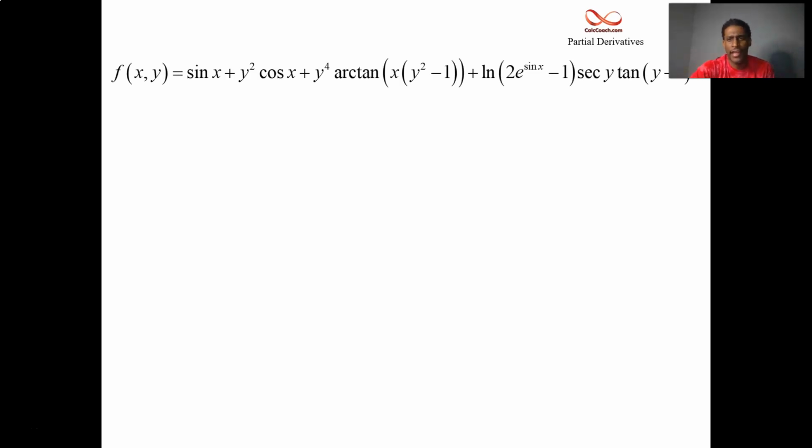We're going to look at a very strange looking function. There are so many terms involved. There are variables x and y everywhere. And we're interested in taking the partial derivative of this function, evaluated at a particular point. We'll do the x partial evaluated at (0, 1), and later we'll do the y partial as well.